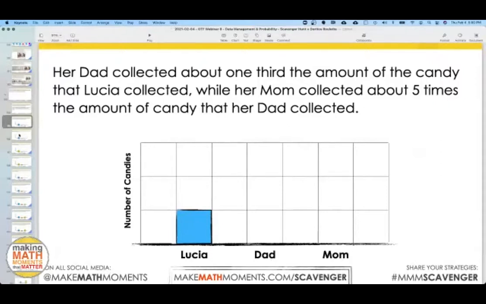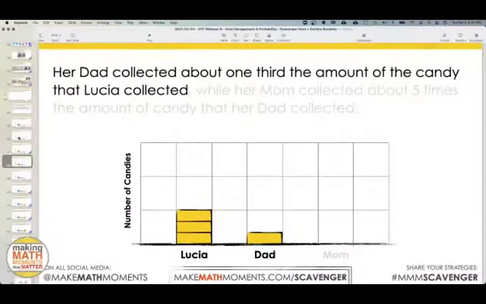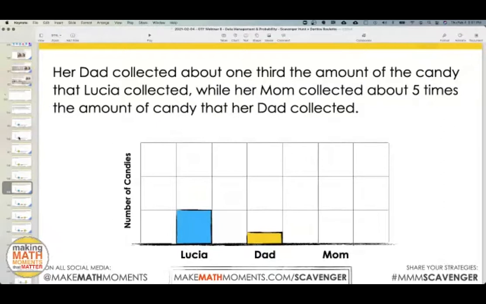So really, it doesn't matter what the value of Lucia's candy collected is. What we really care about is the relationship. So again, if her dad only collected 1/3, we're going to have to think of Lucia's candy partitioned into thirds, right? So here we can see the thirds and we go, well, her dad must have collected that much. So if she collected 3, dad collected 1. She collected 30, dad collected 10. And mom collected about 5 times the amount of candy that her dad collected. So I look at dad's and I go, 5 times the amount.